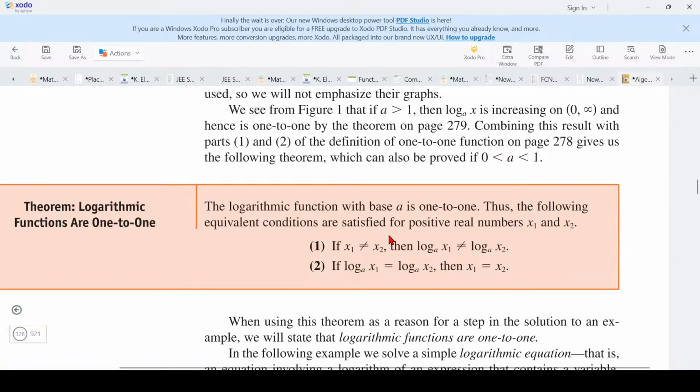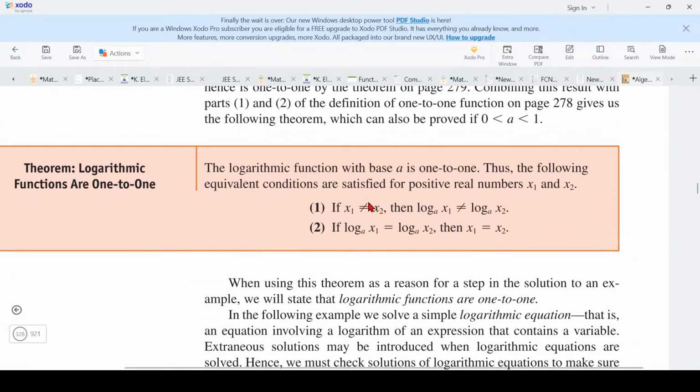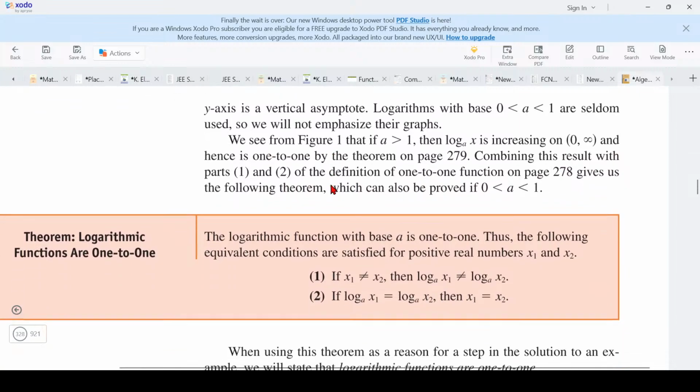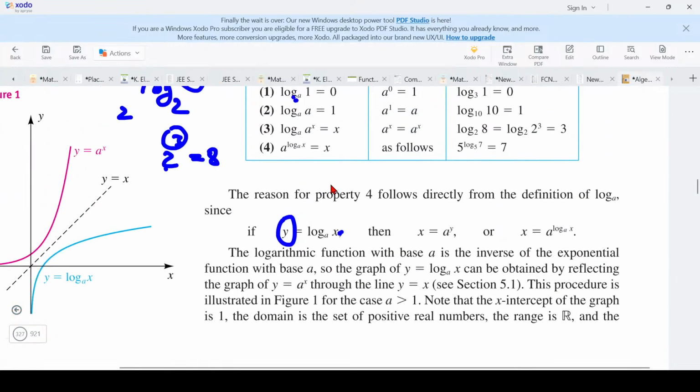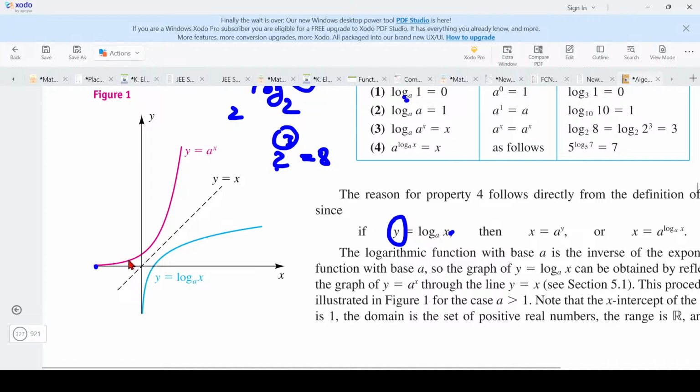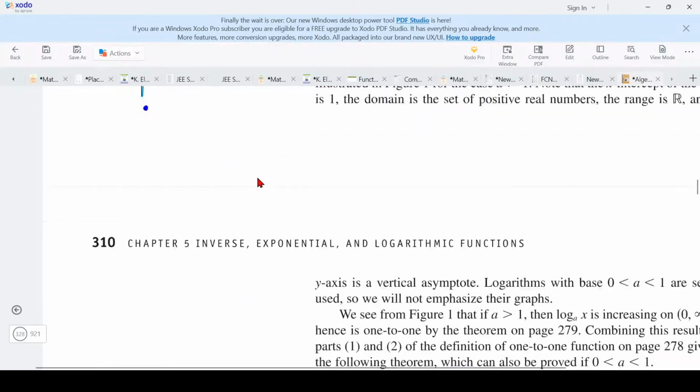Now, exponential functions are 1-1. Similarly, logarithm functions are also 1-1. Obviously, right? Because this is the inverse of that. If that is 1-1, this also should be 1-1, and both are inverse to each other. We discussed this, right? The inverse of a power x should be log x to the base a. Understood? This part you are clear now?